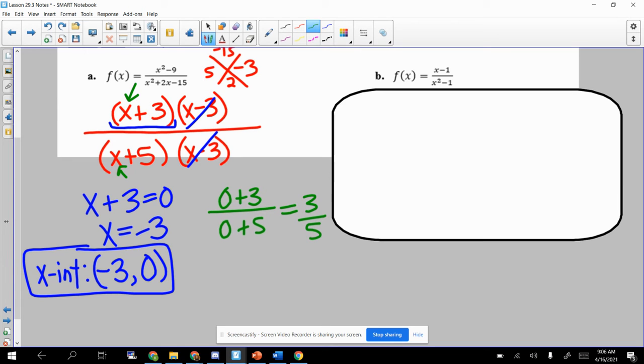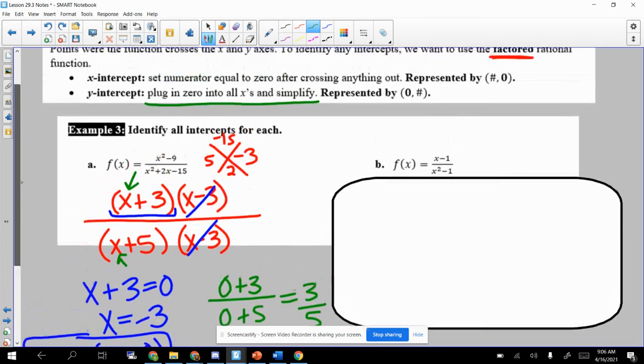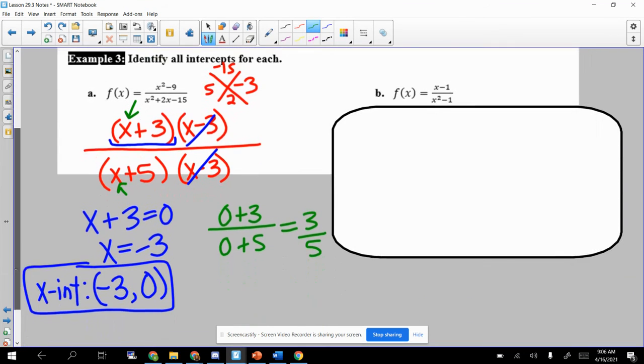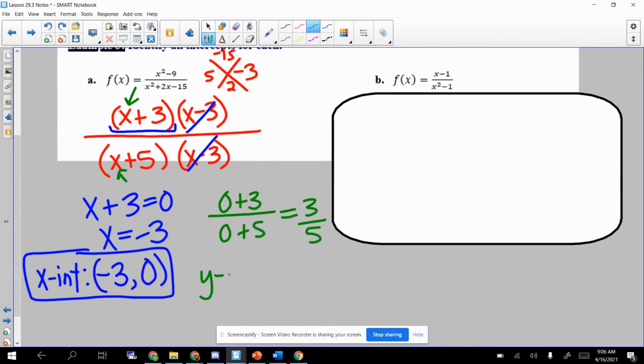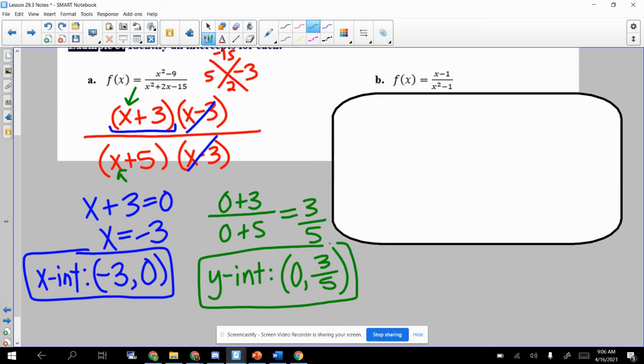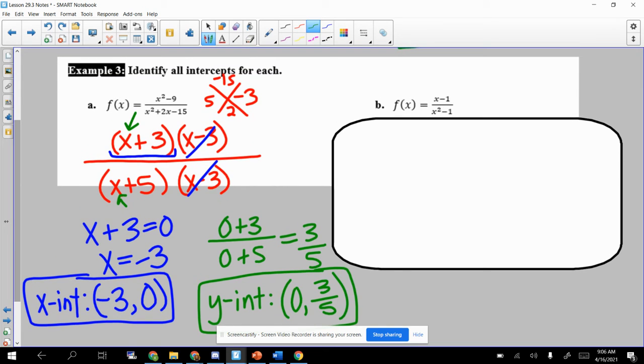So that means that our y-intercept is at 3/5, but again, we want to write it as an ordered pair and plug that in for the y value. So we would say it is at 0, 3/5. And that would be your final answer. Okay, so again, one more time, to find your x-intercept, take what's left in your numerator and set it equal to 0. To find your y-intercept, plug in 0 for all of your x's.